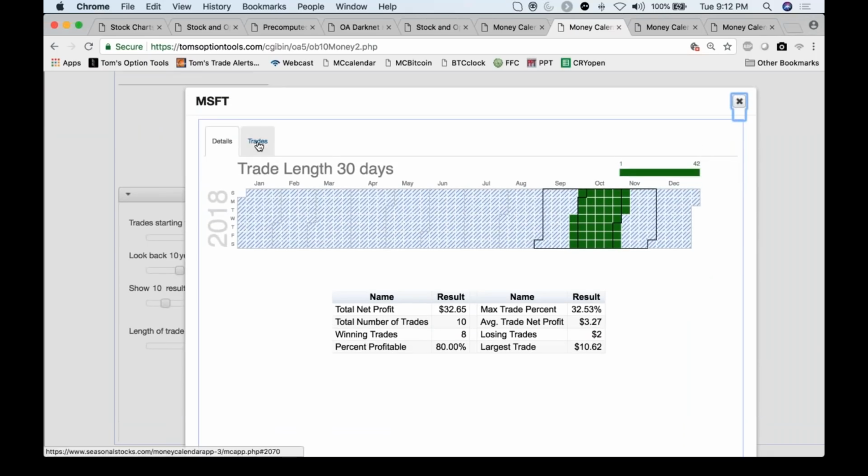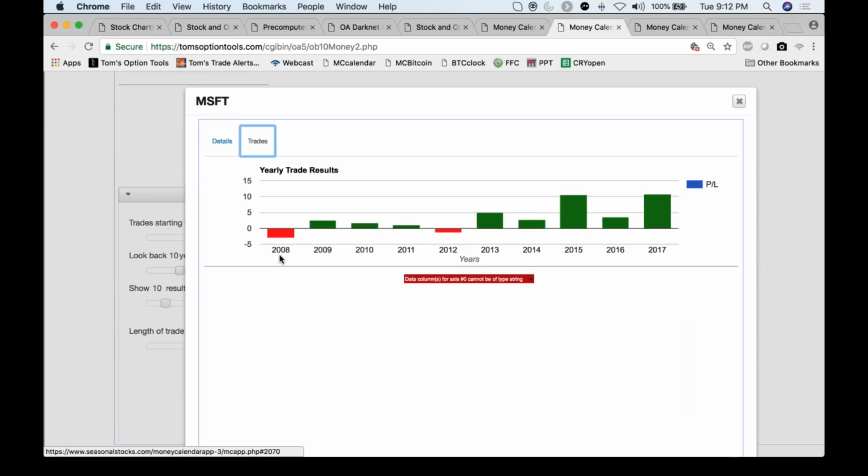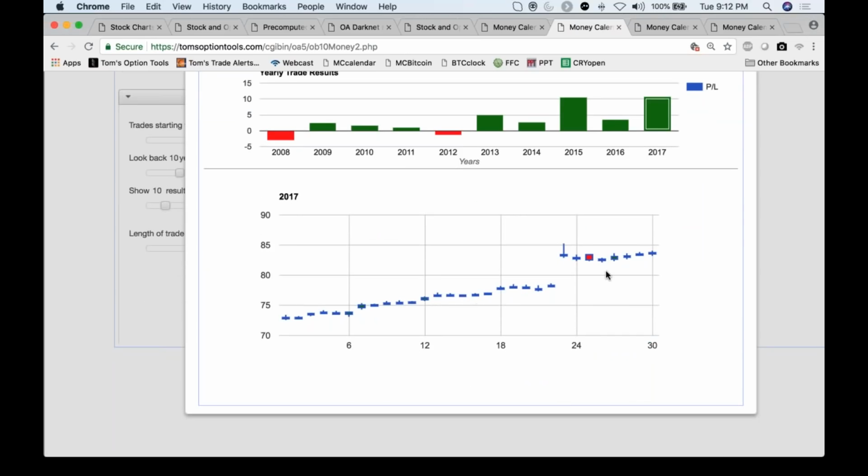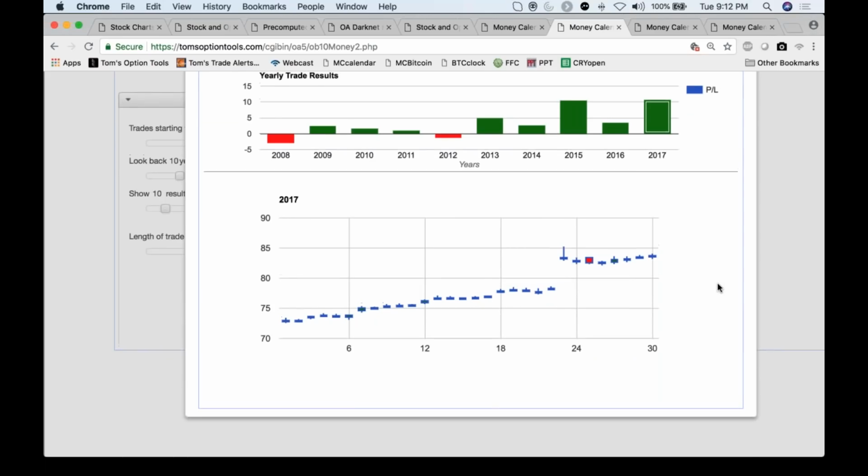And what kind of data are we looking at here? Well, it lost money in 2008 and 2012, but look at this, 13, 14, 15, 16, last year, $10.62. If I click on that, it shows me the exact trade. Wow, if that isn't like watching grass grow, except for this particular area, I don't know what is.